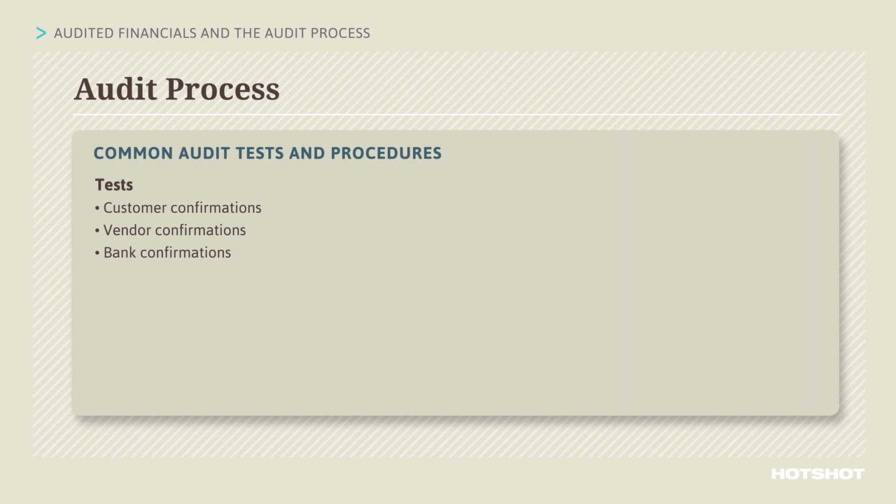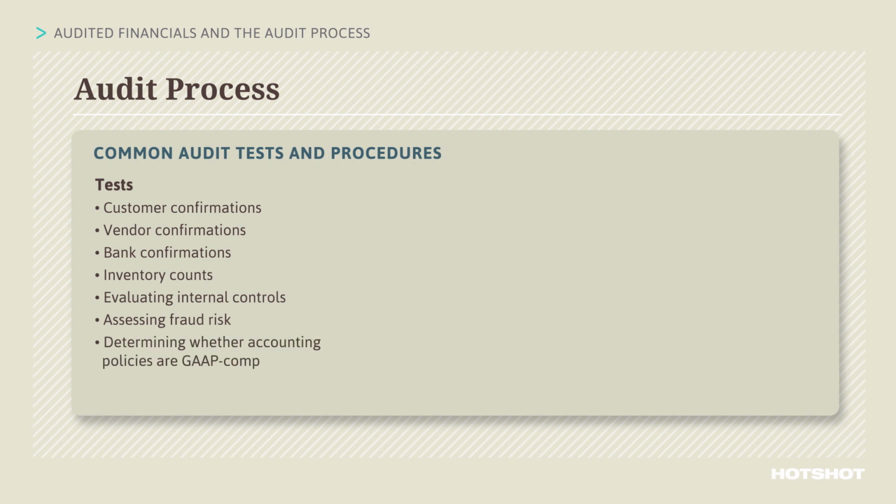company has on deposit, inventory counts that compare the physical inventory on hand with what the books show, evaluating internal controls, which includes management and employee interviews and testing controls against standard operating procedures, assessing fraud risk, which includes identifying potential fraud risks and procedures to address those risks, and determining whether the company's accounting policies are in accordance with GAAP.